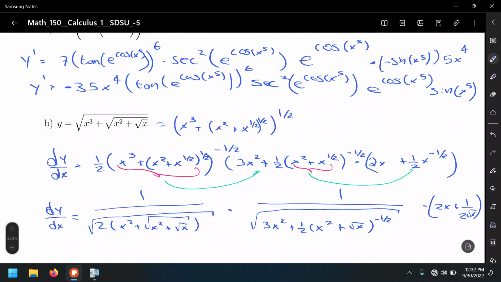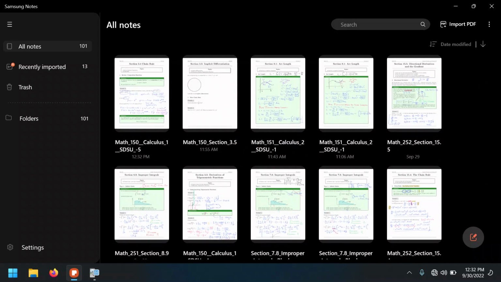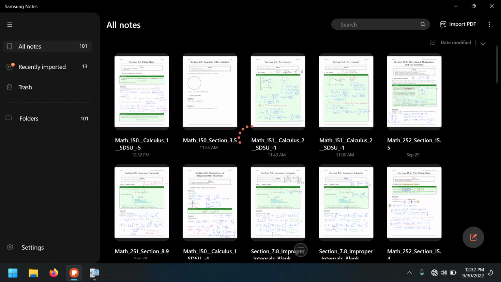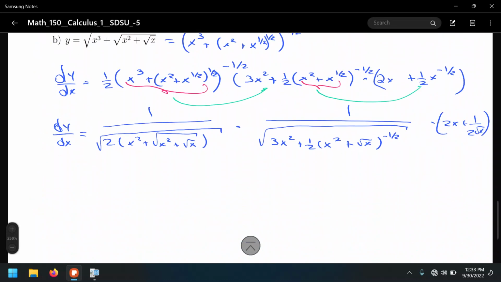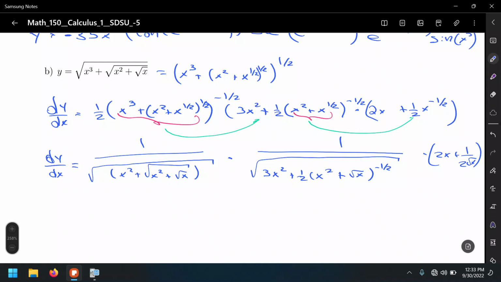Questions before moving on to the next topic? Yes. Why is the 1/2 included? Which one? On the left side. This one? Yeah. Oh, that should be, thank you. That should be outside. Next.